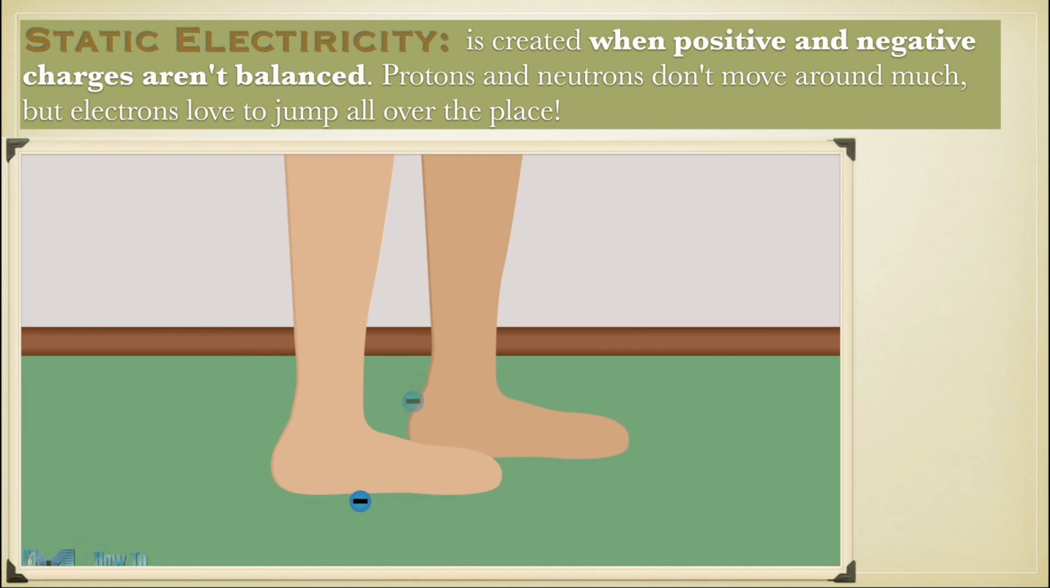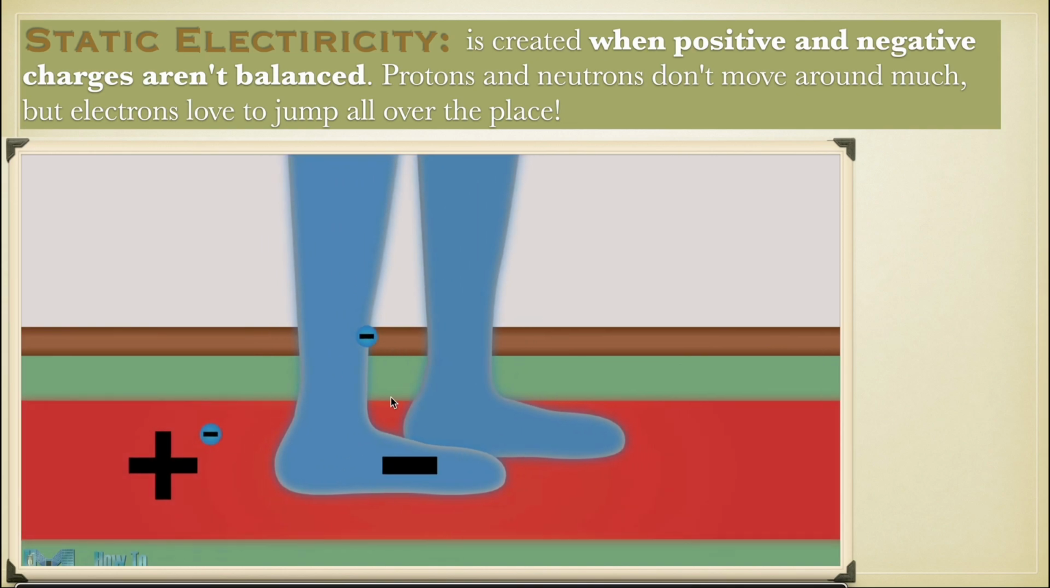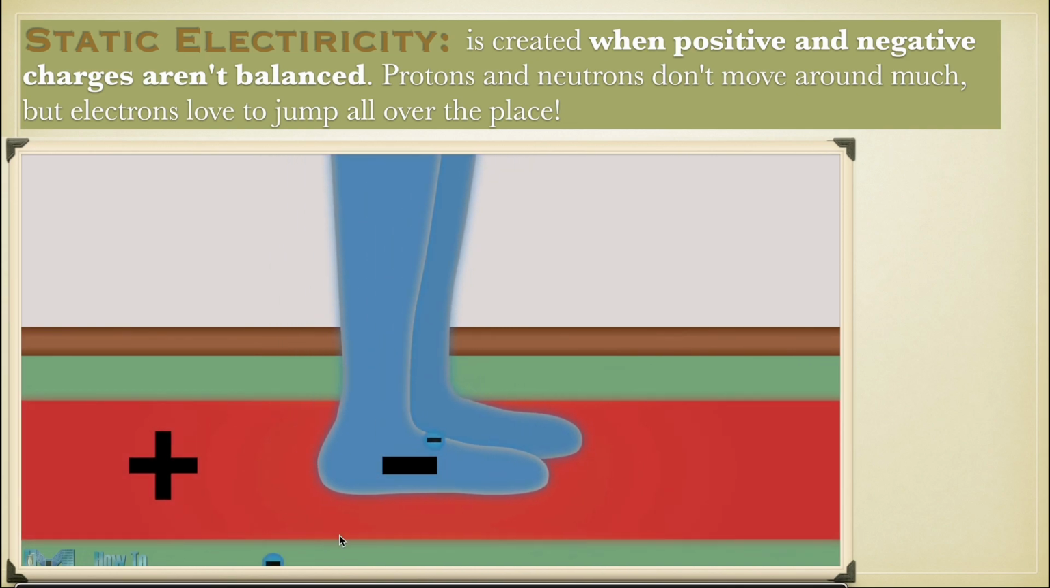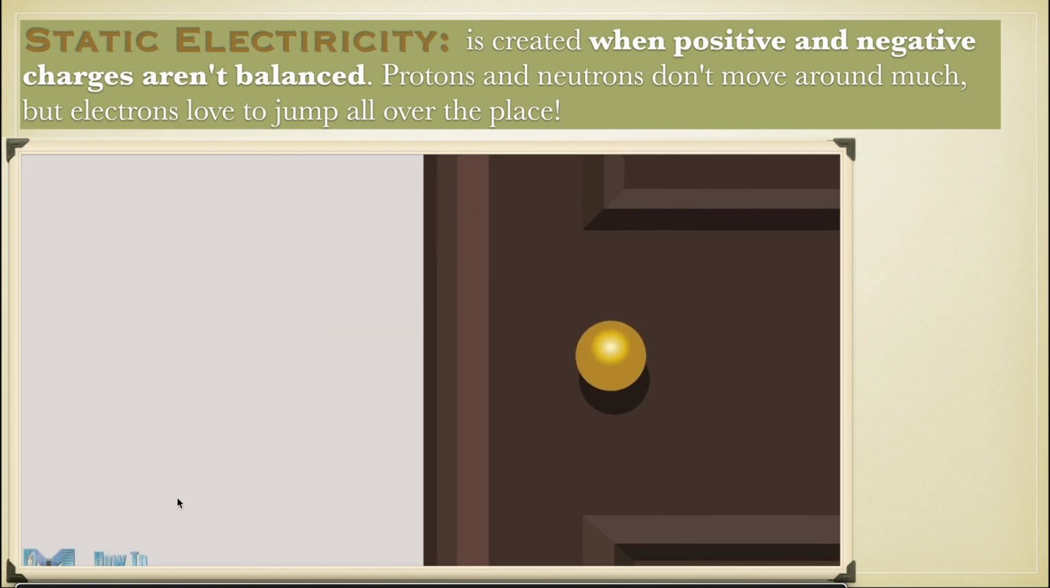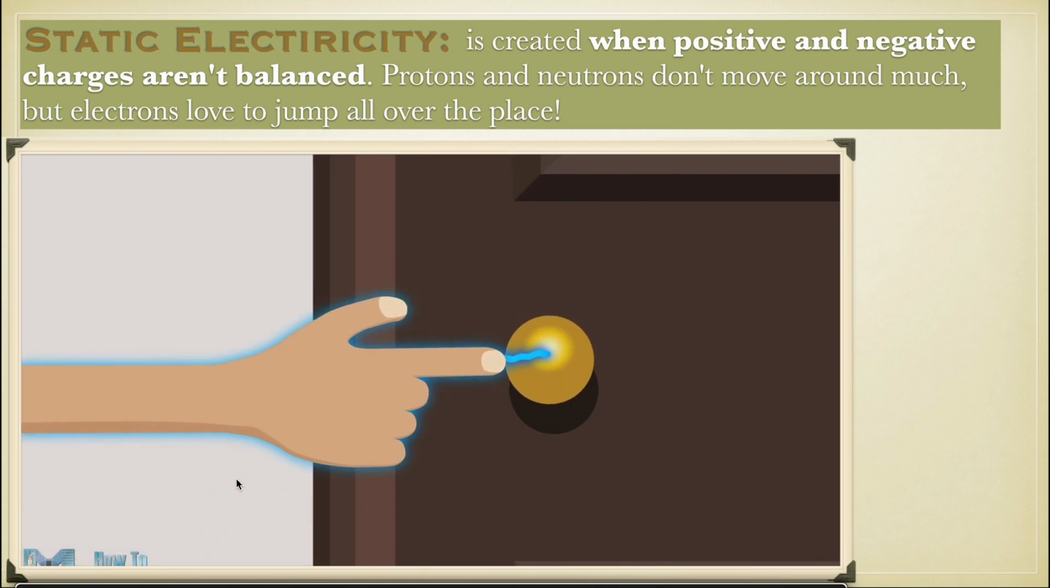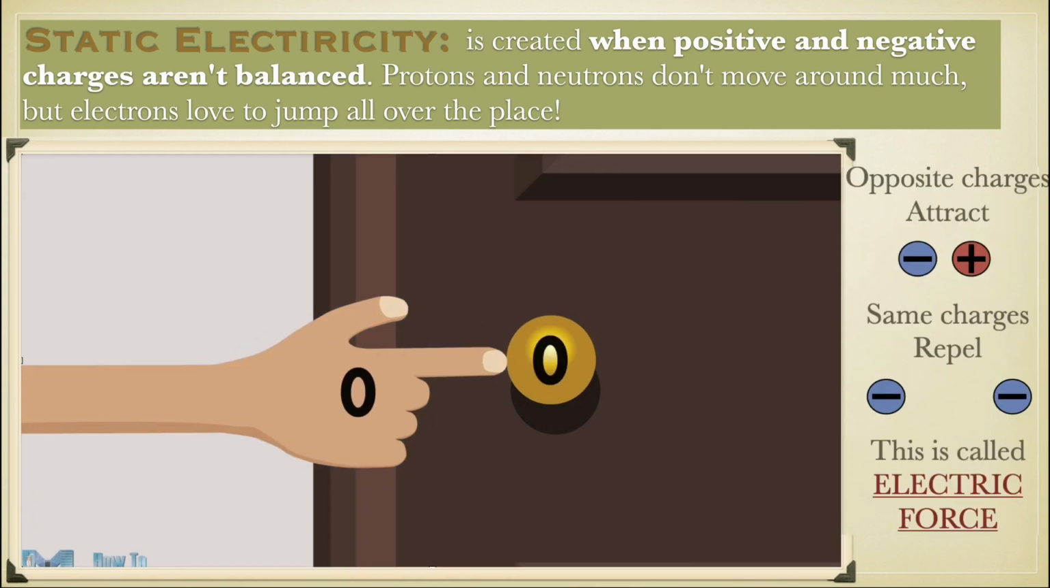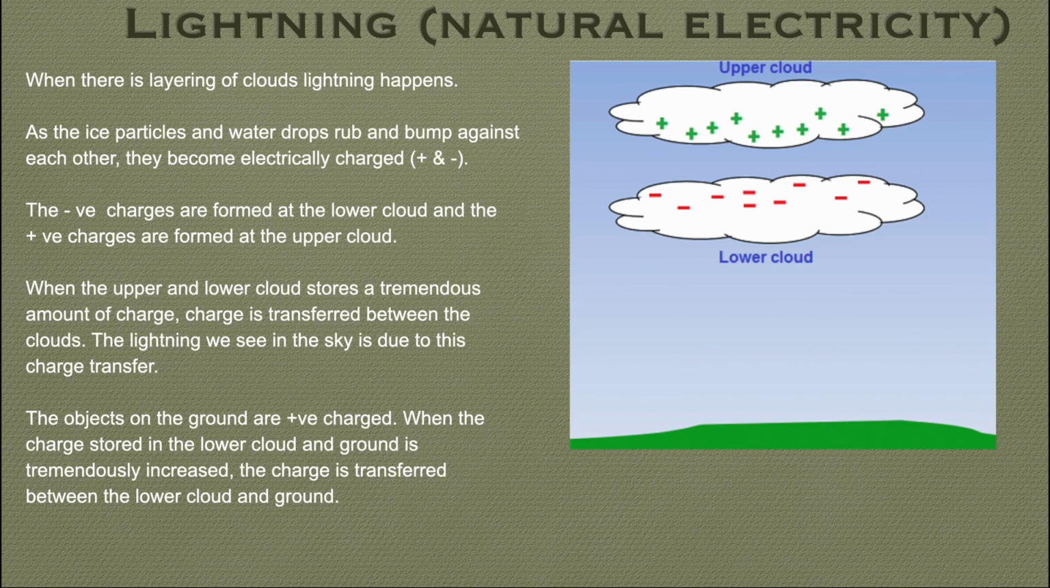So in here, you're seeing a person walking and he's collecting electrons from the carpet, which leaves the carpet positively charged. But then when the person goes and touches a doorknob, all those negative electrons that he collected have to leave his body, because in nature everything has to be balanced. So when they leave the body, that's when you get the static shock. Opposite charges attract, same charges repel. This is called electric force.